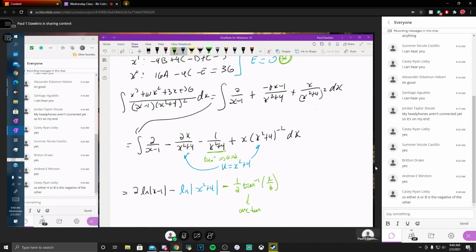Okay, last term. Now again, u equals x squared plus 4. So du is 2x. I'm missing the 2 this time, so I'm going to pick up a 1/2. Now this just ends up being u to the minus 2. So integrate that to u to the minus 1, so x squared plus 4 to the minus 1, divided by the minus 1. So change that plus to a minus sign, I guess. And plus c.